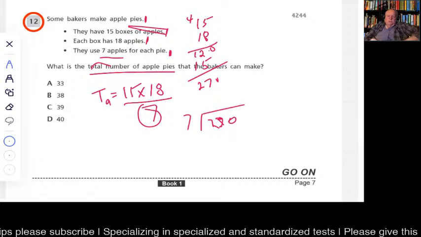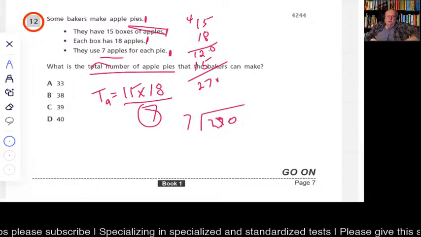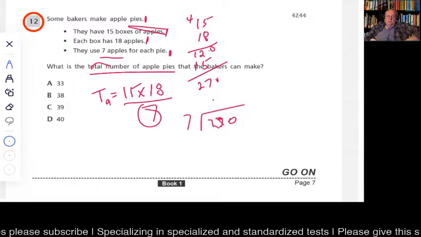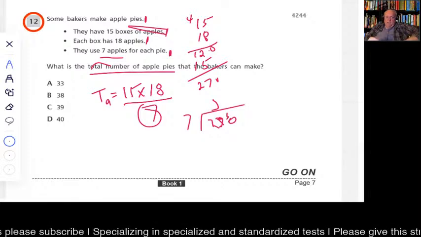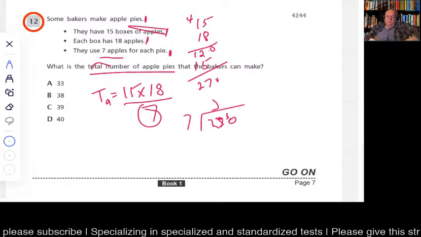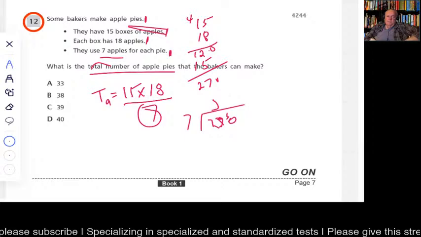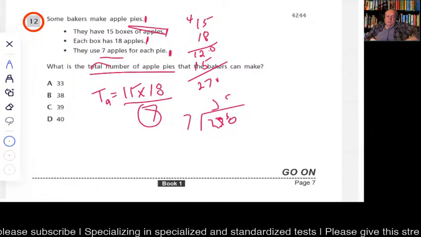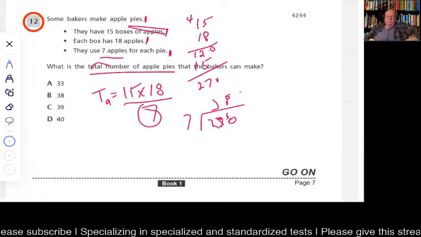Seven goes into 2, we can't do it, right? 7 goes into 27 3 times. That's 21 with 6 left over. Okay. 7 goes into 60 8 times, because 7 times 8 is 56, right? And we have 4 left over.